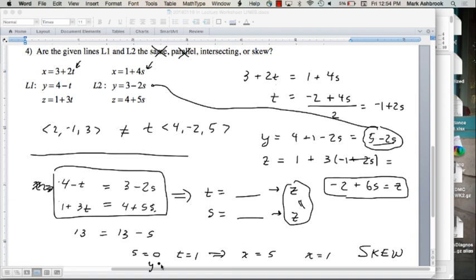And what does it make Z? 4, and Z 4. All right, so that's fine. But then it also has to make the X coordinates the same. It doesn't. T equals 1 makes this X coordinate 5, and S equals 0 makes that X coordinate 1. So they don't equal. Okay.